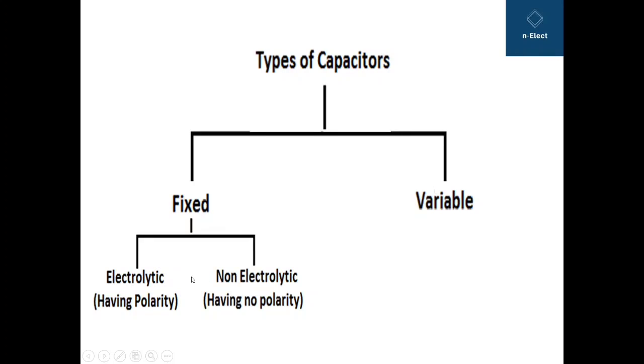The basic difference between the electrolytic and non-electrolytic is that one has polarity and the other has no polarity. Having polarity means that when you are connecting it in a circuit, you have to think of the positive and negative of the capacitor. While a non-electrolytic capacitor can be connected in any direction. There is no question of polarity.